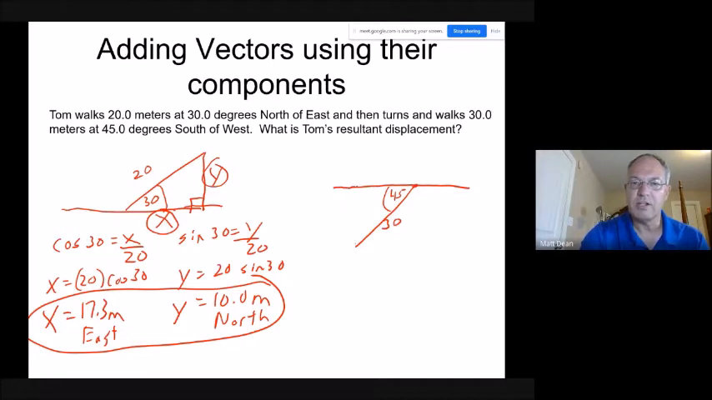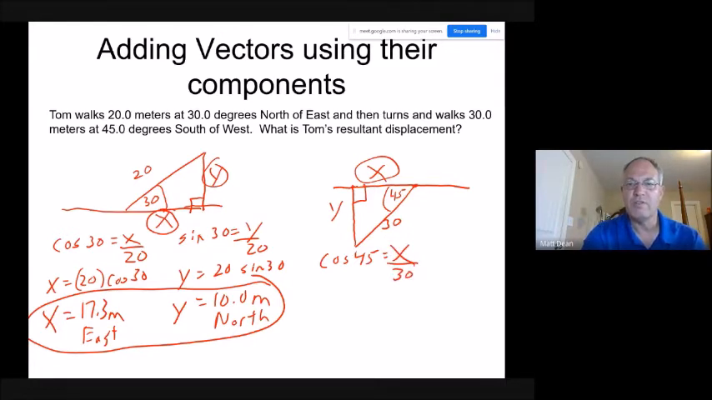Just like we did last time, the first thing to do is to draw in a vertical like so. Make that into a 90-degree triangle. We want to find a horizontal and a vertical component. So to find our horizontal component, our x, we're going to use cosine. We're going to say the cosine of 45 equals our adjacent side x over our hypotenuse of 30. We're going to solve for x by multiplying both sides by 30. Cosine 45 times 30 is going to equal x. So x is equal to 21.2, and that is to the west.